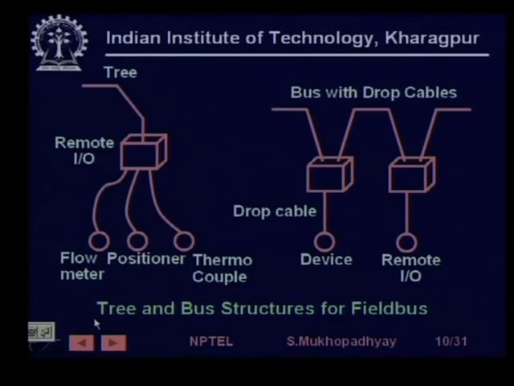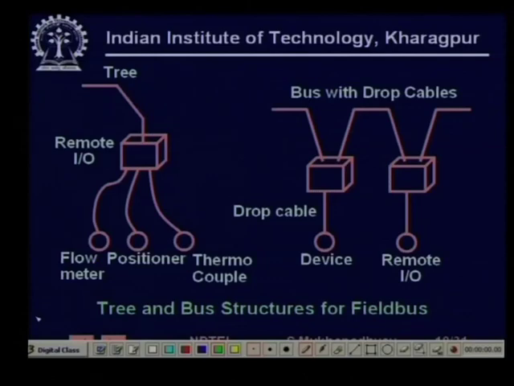Now, here in this diagram you see how devices can be connected on the field bus. So, you can connect them either like a tree, or you can have a separate branch from a tree. So, for example, here you see that this is the main network bus running.